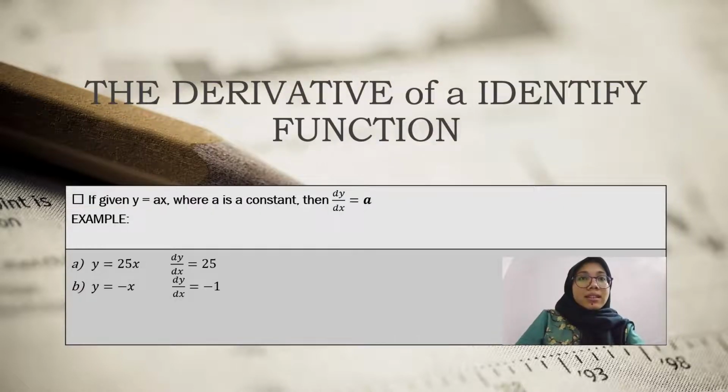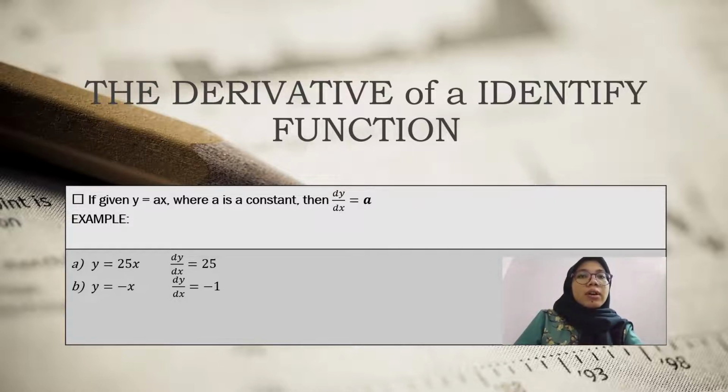Next is the derivative of an identity function. If given y equals ax, where a is a constant, then dy over dx equals a. For example, y equals 35x, then the answer will be dy over dx equals 35.